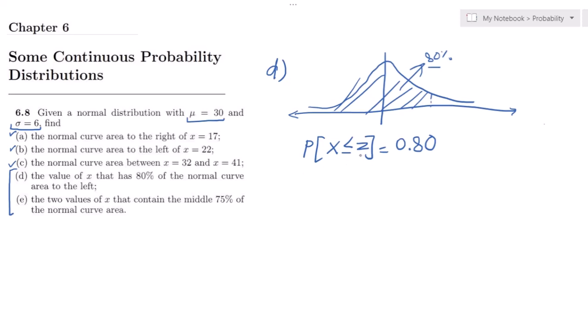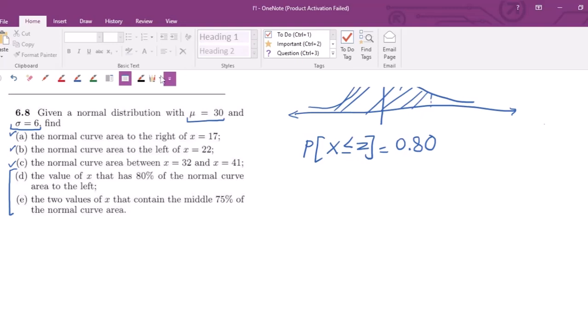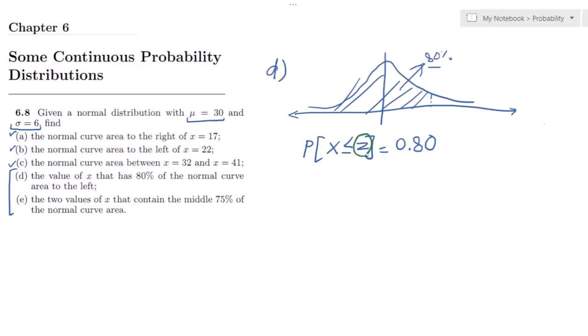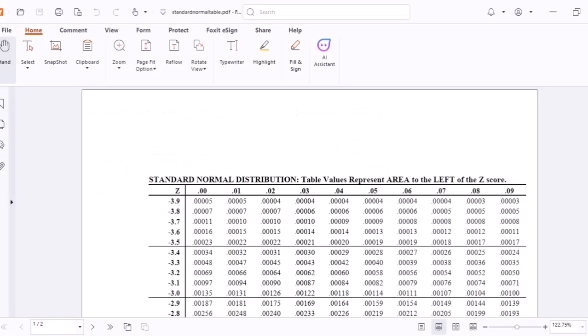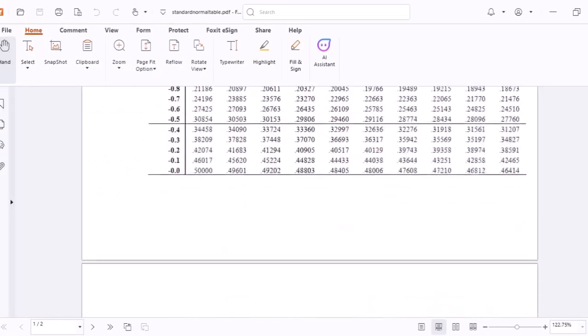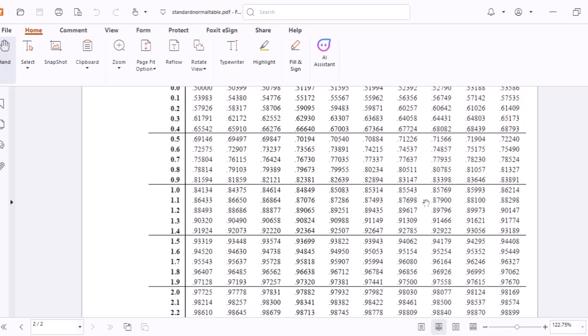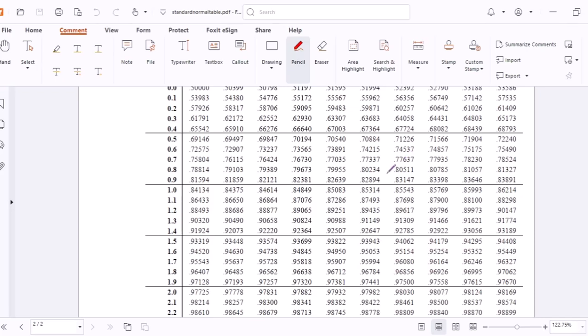Similarly, in order to find the value of z, which is here, let me use another color. In order to find out this value, what do we have to do? We have to find the inverse of 0.80, meaning in the table we have to look for the value of 0.80 and the corresponding value of z will be our answer. So let us consult the table, and here let us find the value 0.80 or the nearest one.